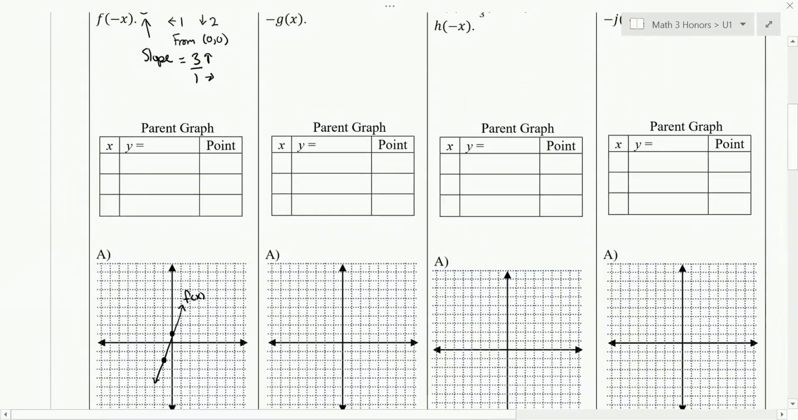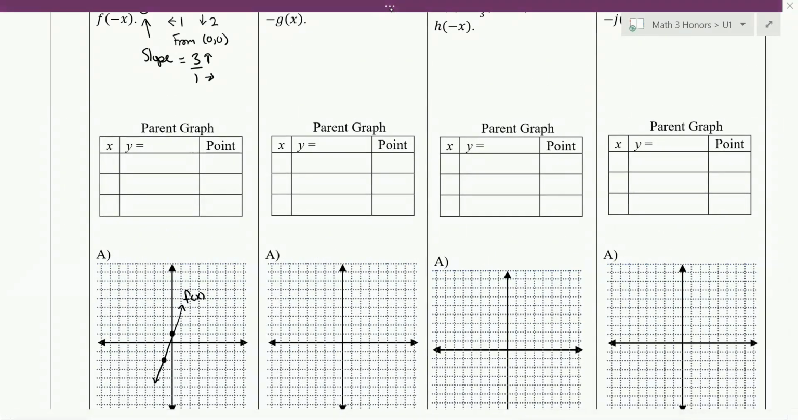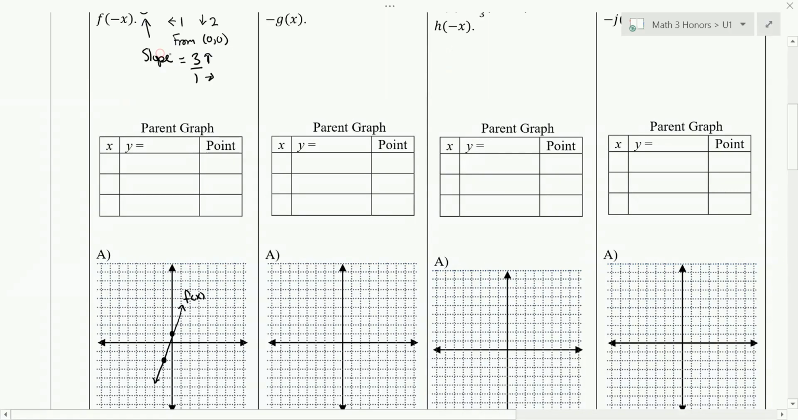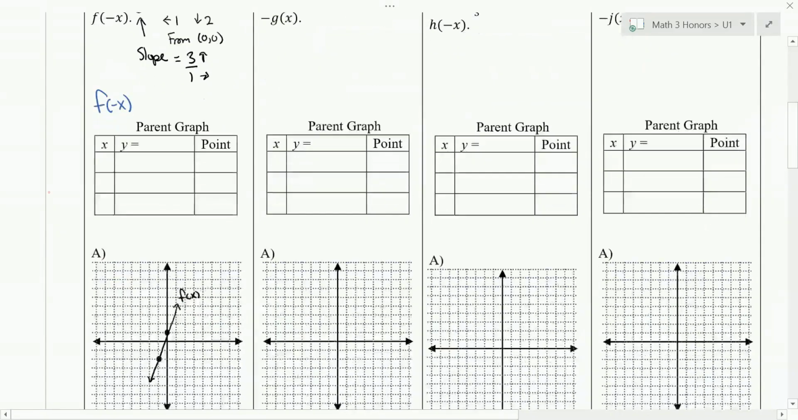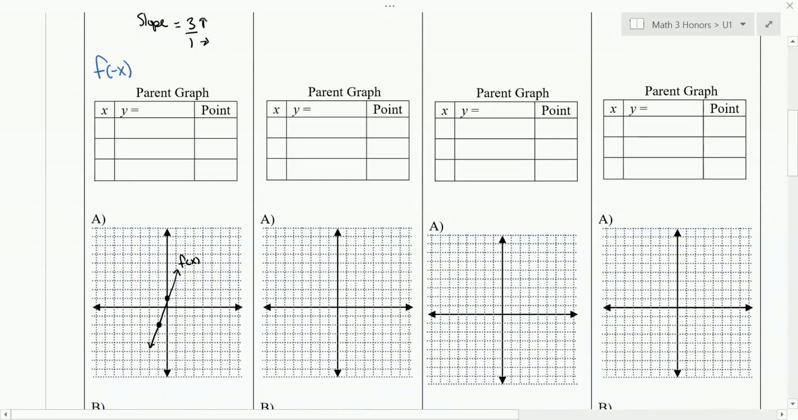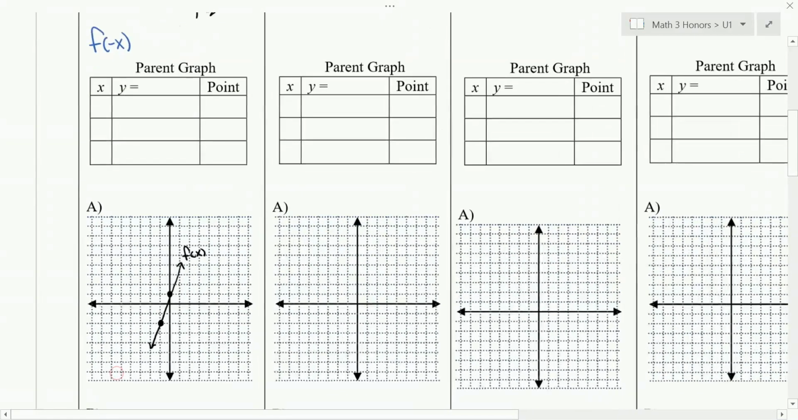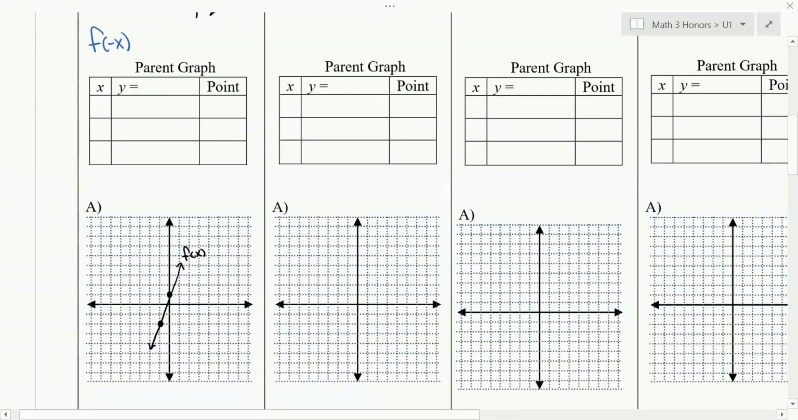So next, they want me to graph f of negative x. So when you have negatives and you're working with some kind of reflection, it's either going to reflect across the x or across the y-axis. And if you need to refer to the top, it tells you which one it should be. This one's going to reflect across which axis? The y-axis. And the best way to reflect something across an axis is just to go point by point.